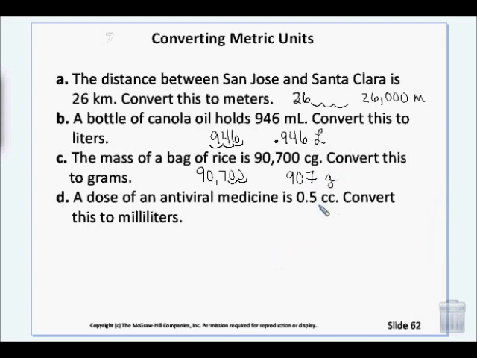Okay, cc's. 1 cc is equal to 1 milliliter, so if I have 0.5 cc's, I have 0.5 milliliters.